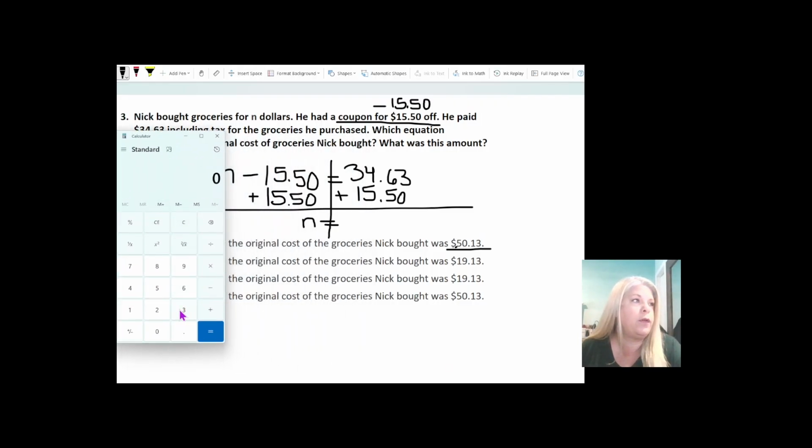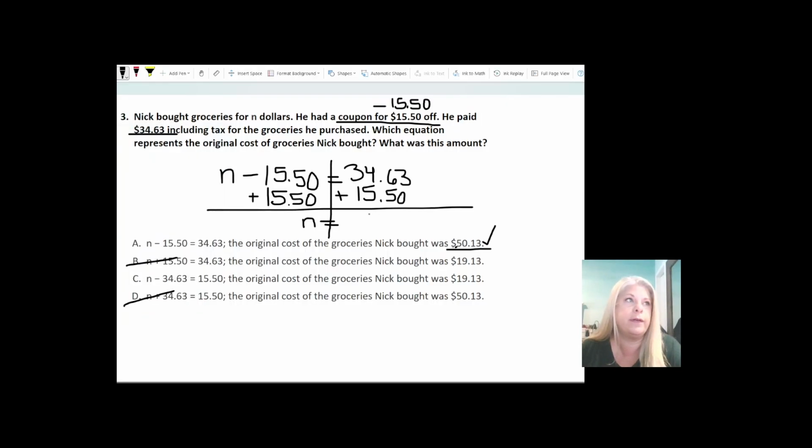And we've got 34.63 plus the 15.50. And that gives us what we're looking for, that $50.13. So option A would be correct. Again, you have to use the clues in the problem to help you piece it together, okay?